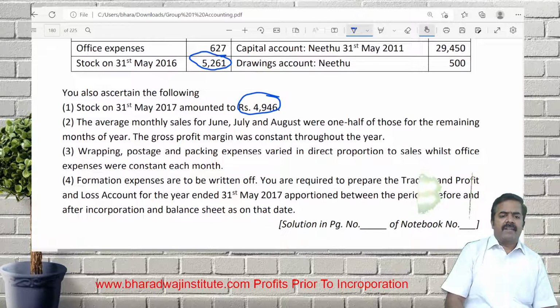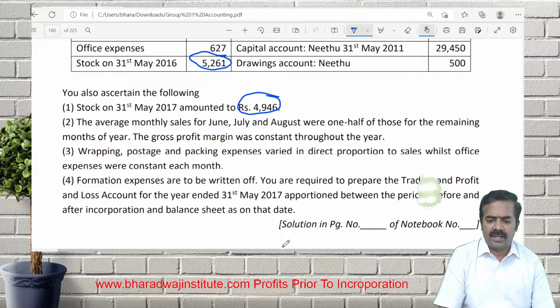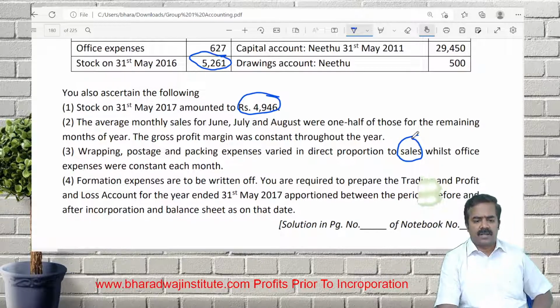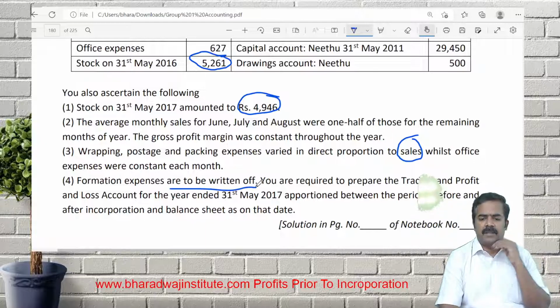Then average monthly sales for June, July, August were 1/2 of the remaining months of the year. Gross profit margin was constant throughout the year. Wrapping, postage, packing expenses vary in direct proportion with sales, so they ask you to apportion based on sales. Formation expenses are to be written off, which means after the formation of the company it will be written off.